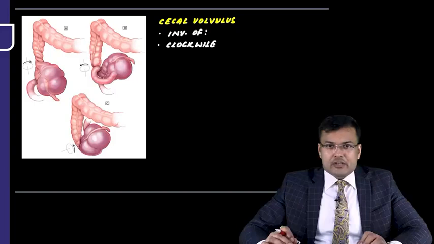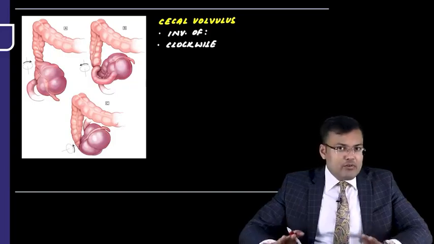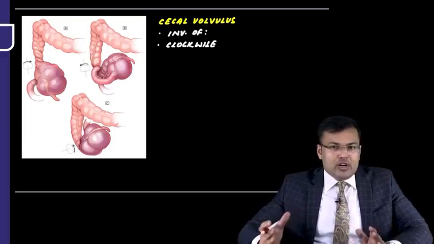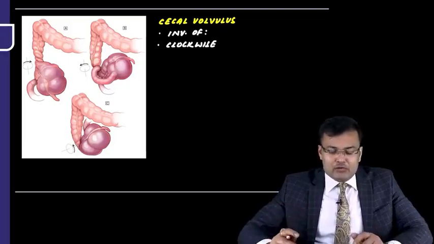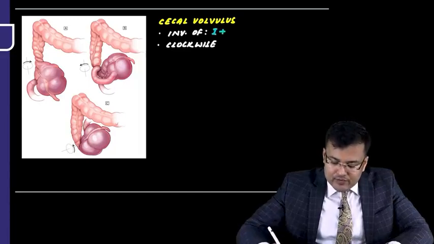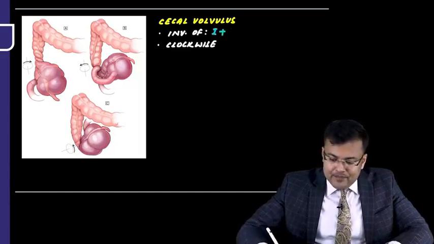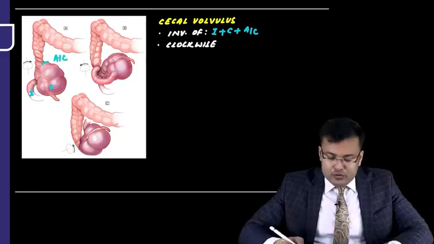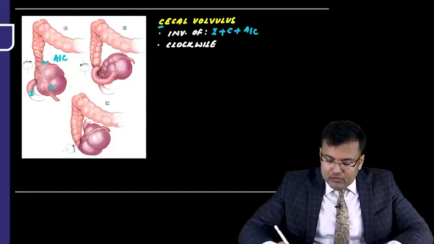Cecal volvulus is a misnomer because here there is not only involvement of cecum, there is mainly involvement of cecum and ascending colon. So the correct term should be cecocolic volvulus, and actually speaking, some part of ileum is also involved. So there is involvement of ileum plus cecum plus ascending colon. You can see here, ileum, cecum, some part of ascending colon. Usually this cecal volvulus is clockwise.